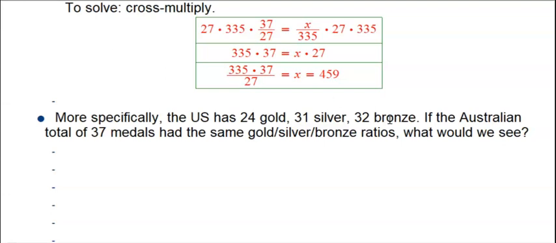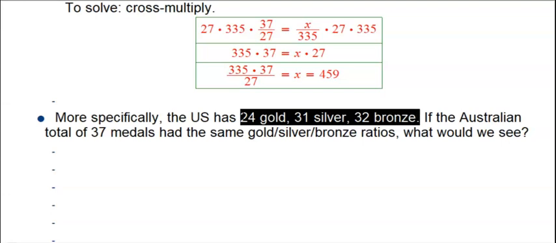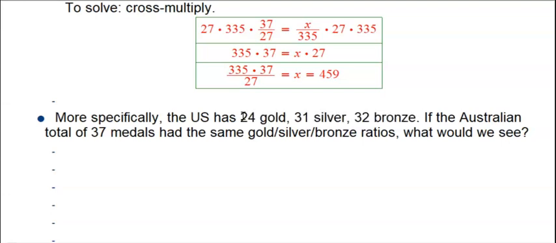Let's look at almost the same example, just a little more detail. Another very similar, related idea of an extended ratio. For the U.S. specifically, we often care not about the total medals, but about gold, silver, and bronze. So the U.S. has 24 gold, 31 silver, and 32 bronze medals to make up this total that I said before. And then we know the Australian total is 37 medals.